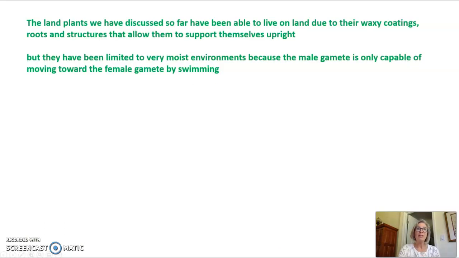So the land plants we've discussed so far have been able to live on land due to their waxy coatings and their roots, and in the case of the fern, their structures that allowed them to support themselves upright. But they've been very limited to moist environments on land because the male gamete is only capable of moving to the female gamete by swimming, and this really limited how much land these plants could colonize.